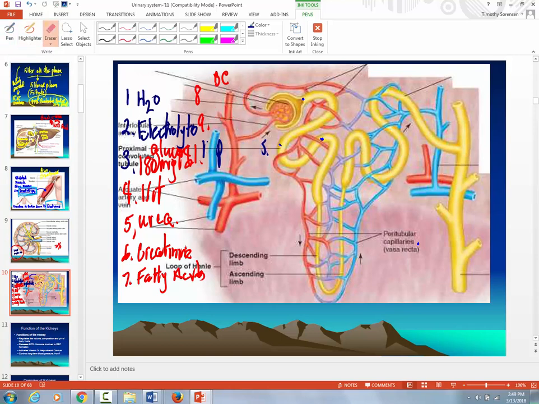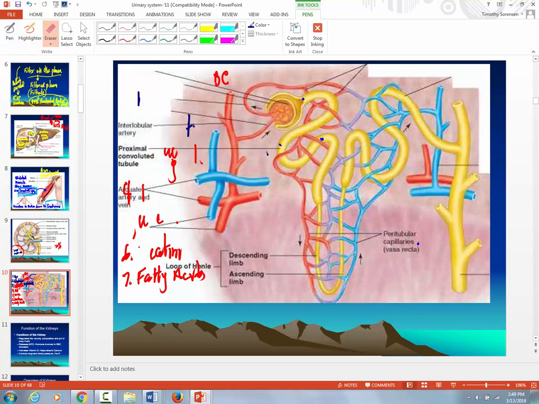All right. Now, what I'm about to go over is not the structure of the nephron, just so you know. I'm going to give you a basic overview of the structure of the nephron, and then I'm going to be much more specific. The specificity is what I'm looking for.